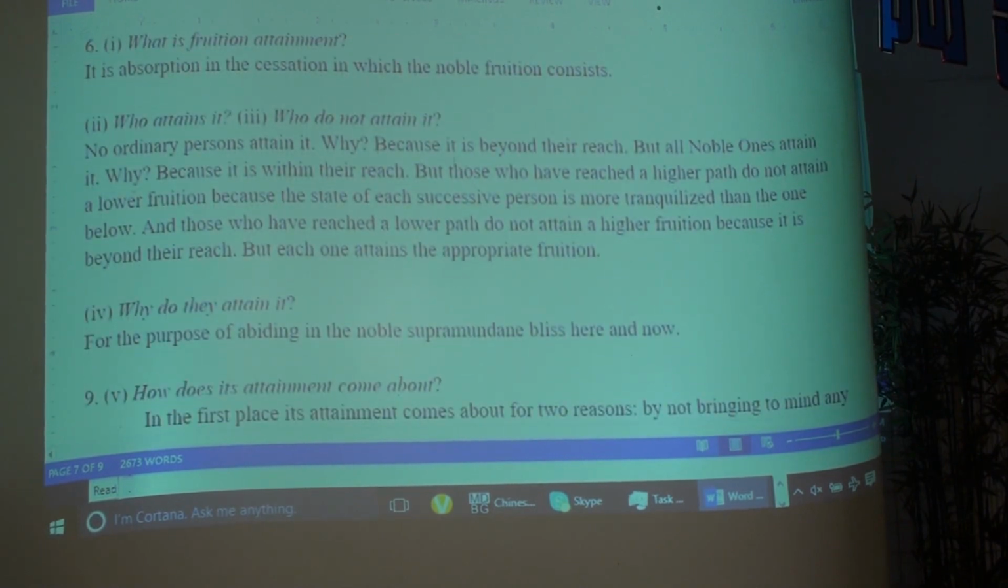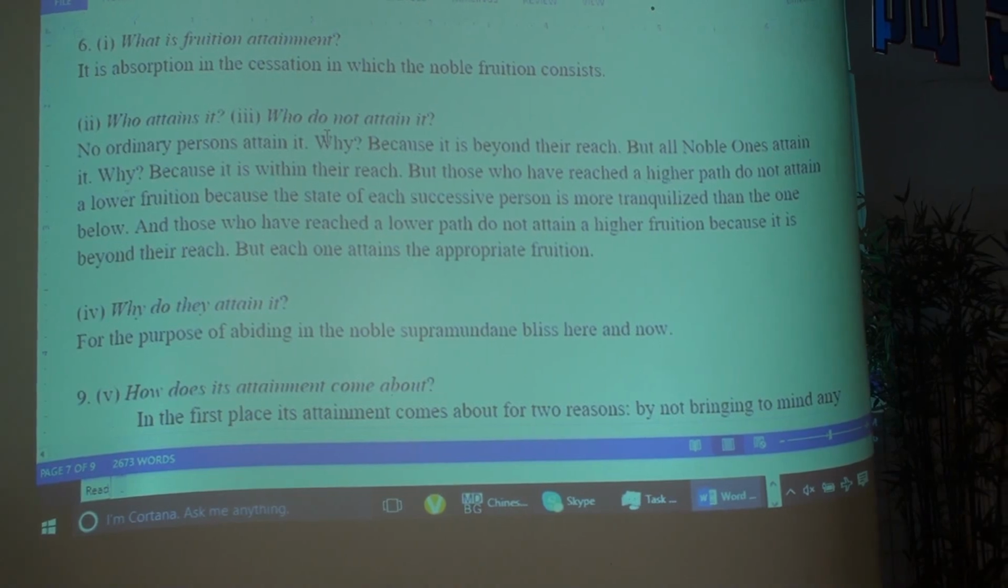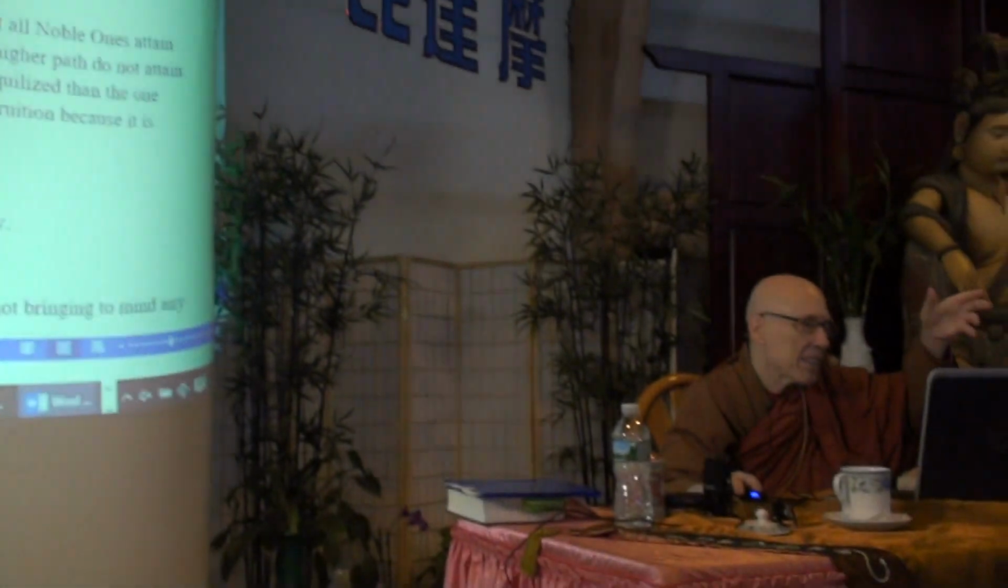Okay, so who attains it? Ordinary persons, people who don't have any of the four path attainments, cannot attain fruition because it is beyond their reach. But all noble ones attain fruition or can attain it because it is within their reach. But those who have reached a higher path do not attain a lower fruition.